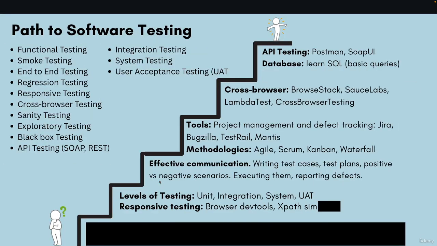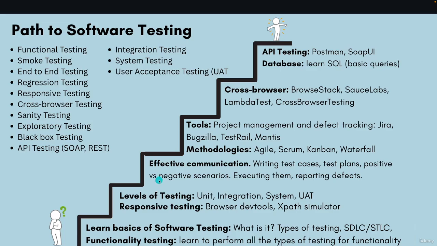Alright, and last but not least, here is your path to software testing. You gotta get familiar with all the bulleted points, which we just went over. You have to learn, obviously, functionality testing, learn to perform all the types of testing for functionality, which is everything in the bullets. Learn the basics of software testing, which we went over in the first lecture. The types of testing, you will know all those by the time we're done with the course.